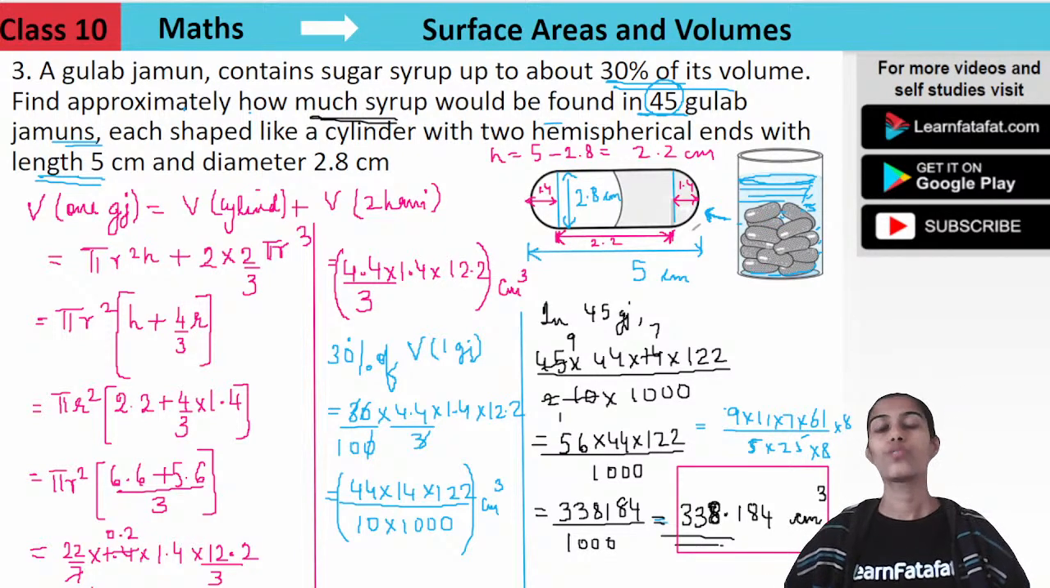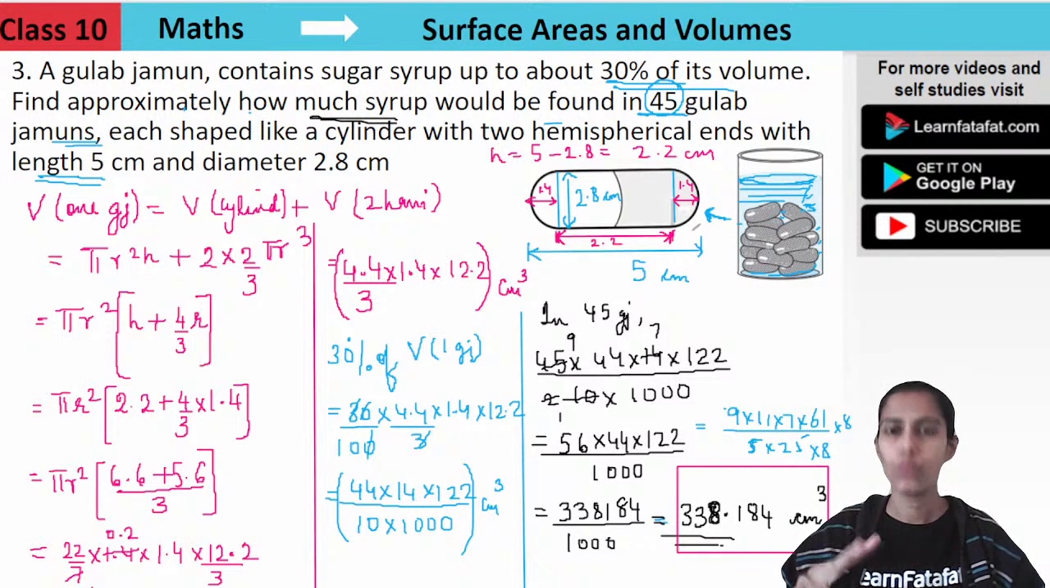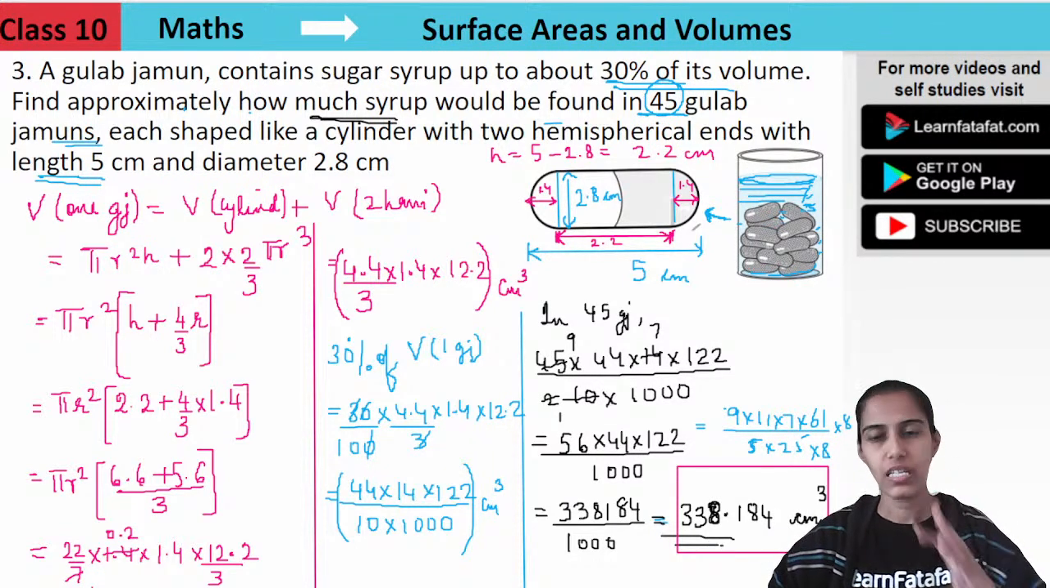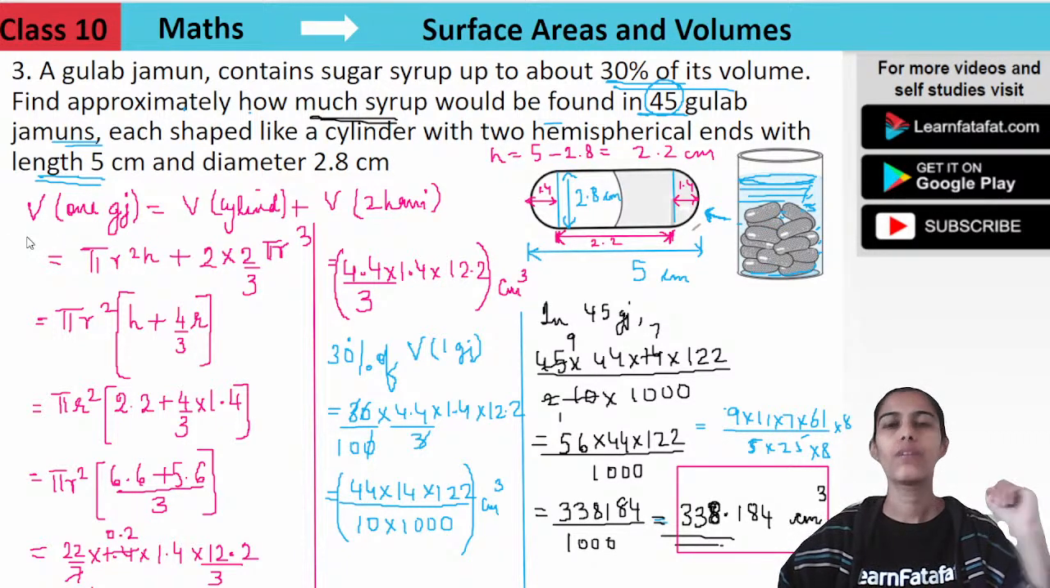Okay, so as I told you, there was a lot of calculation in this sum, and you also have to remember the 3 steps. First the volume of one gulab jamun, then 30% of that volume, and then for 45 gulab jamuns, multiply by 45. So do these 3 steps and use your own easiest way of calculation. No harm in that. But if you don't find any other easy method, do this one, this is the easiest according to me.